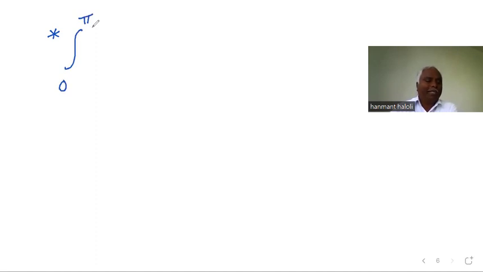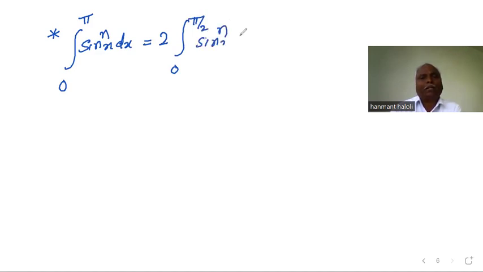Now be careful here, check it. Now our limits become 0 to pi. In place of 0 to pi by 2, I took here pi. Now the integral of sine raised to n, x dx is equal to, you can write, 2 times integral 0 to pi by 2 sine raised to n, x dx, for all integer n.